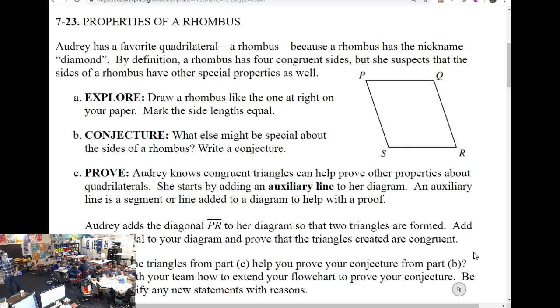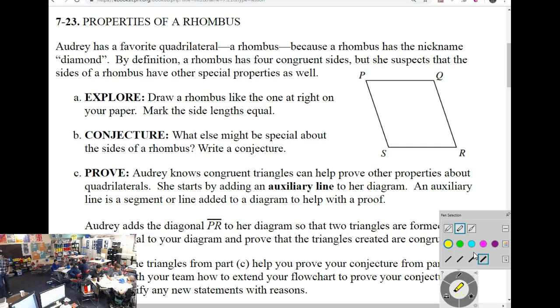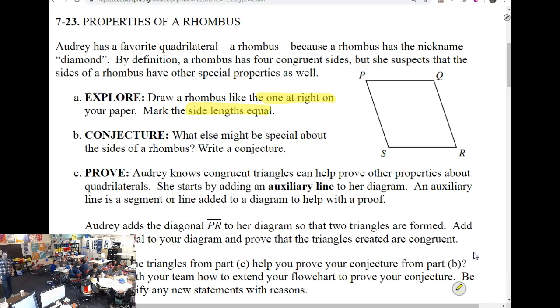So the first thing we're doing, sorry, I think I mixed up instructions a little bit. That's on me. First thing you're doing is essentially copying the one at the right and marking the side lengths equal. This is a rhombus, and then they tell you this.